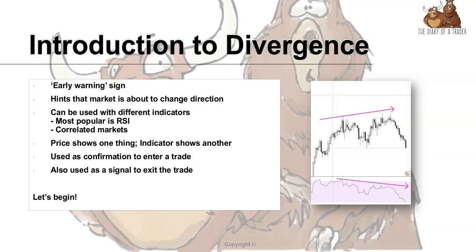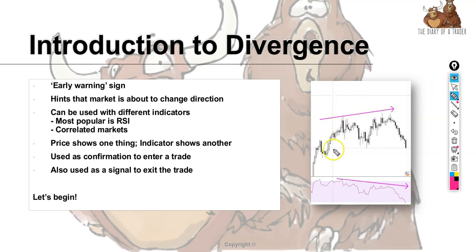So essentially, divergence is a kind of early warning sign. It's a sign that shows you that something is about to happen in the market. You may want to pay attention to it when price says one thing, but in fact, your indicator says something else. And that will be a warning sign for you to know that perhaps you should consider taking action.